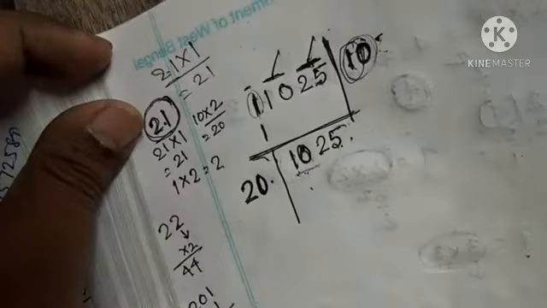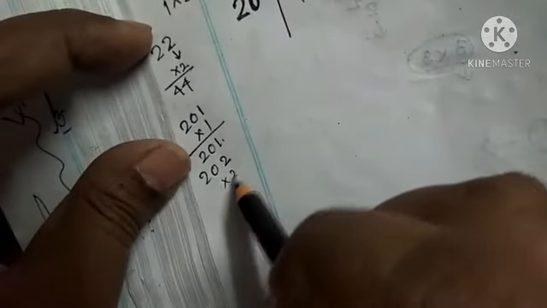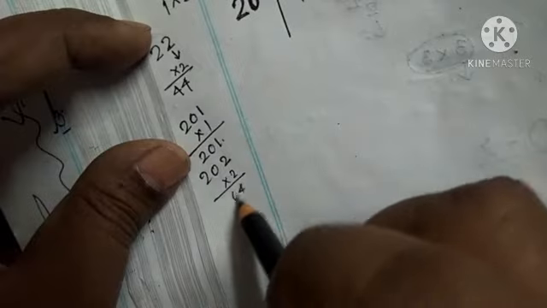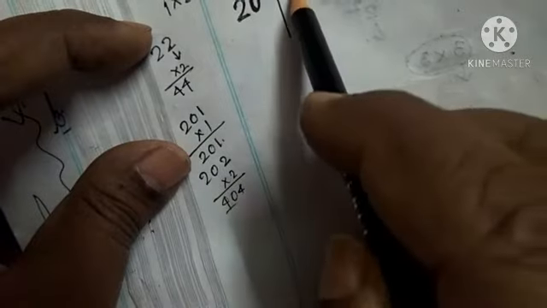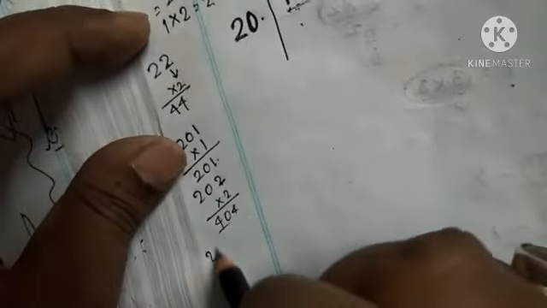If we write 2, 202 multiplied by 2 is 404, but here it is 1025. 3 multiplied by 3, 4 multiplied by 4, 5 multiplied by 5, 6, in this way.